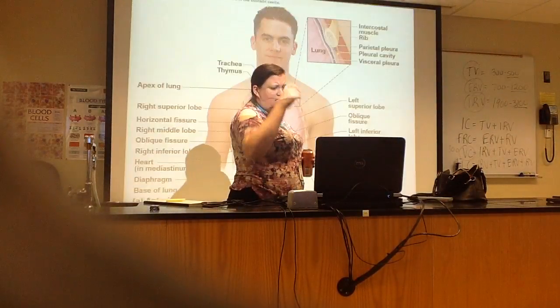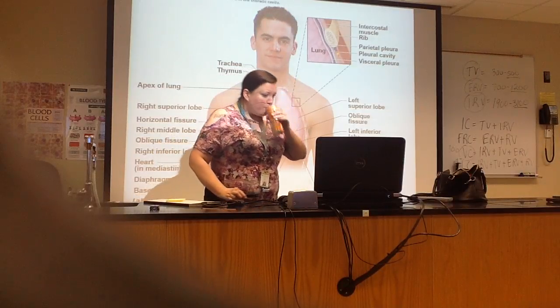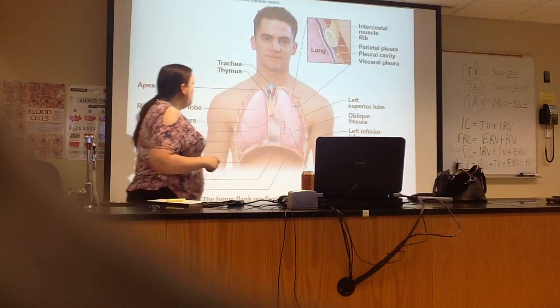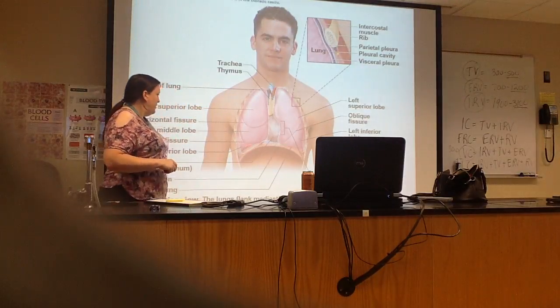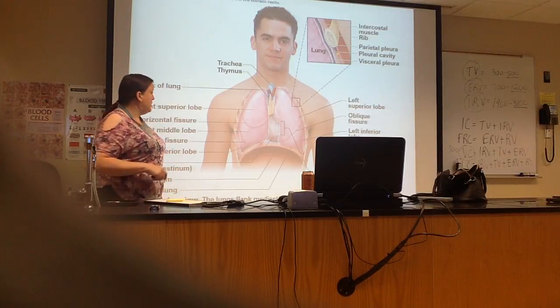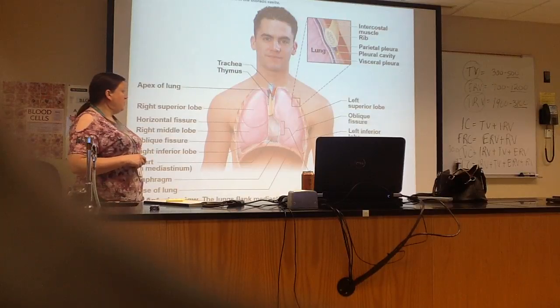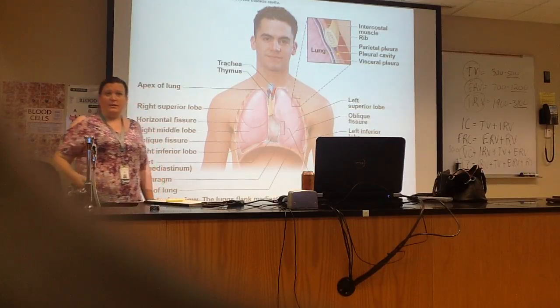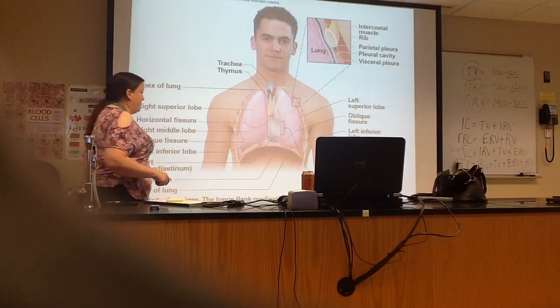There's a lot of things to know on each of the lungs. What's the point at the top? Apex. What's the wide part at the bottom? Base. Make sure you can name the lobes. So we've got superior, middle, and inferior, or you can say upper, middle, and lower on the right lung. And on the left lung, you've just got superior and inferior.